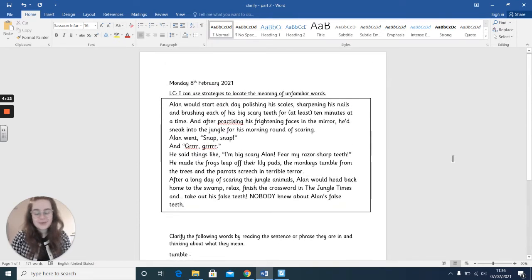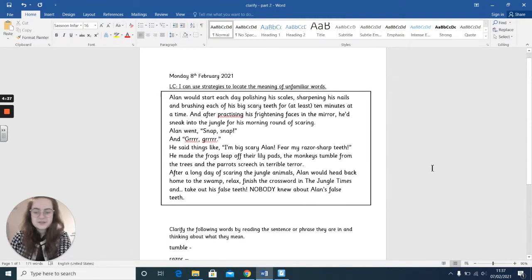So the way we are going to clarify them is we're going to pick them one at a time. We're going to find them in the text. I'm going to highlight them in green because in class that's what we would be doing if we were clarifying. Then we're going to read the sentence that the word is in and see if we can figure it out from there. We're going to think about our prior knowledge and see if we can use that to figure it out. And if we can't do either of those 2 things, then we might need to look it up.